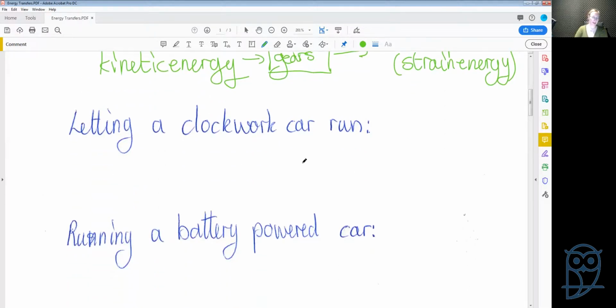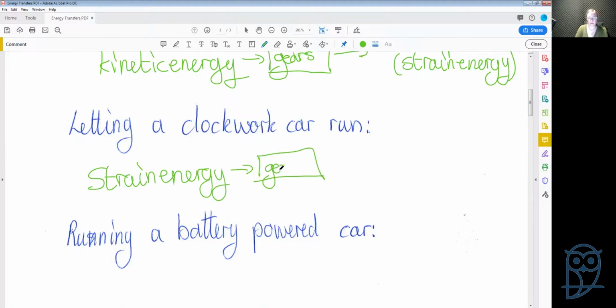So here, letting a clockwork car run. Here we have the strain energy, which becomes, via some gears, kinetic energy.